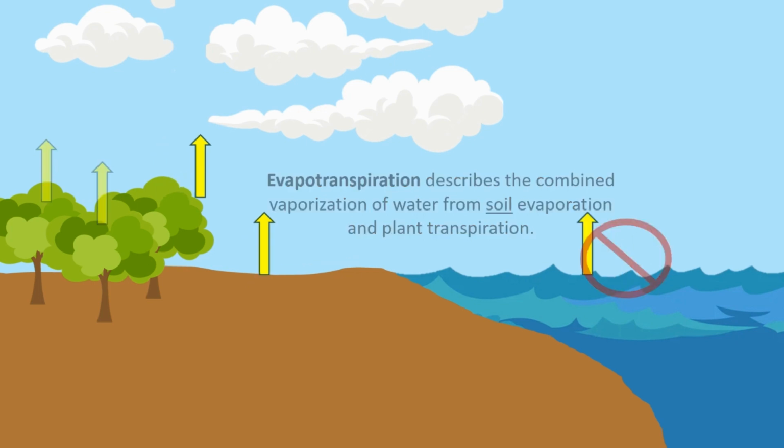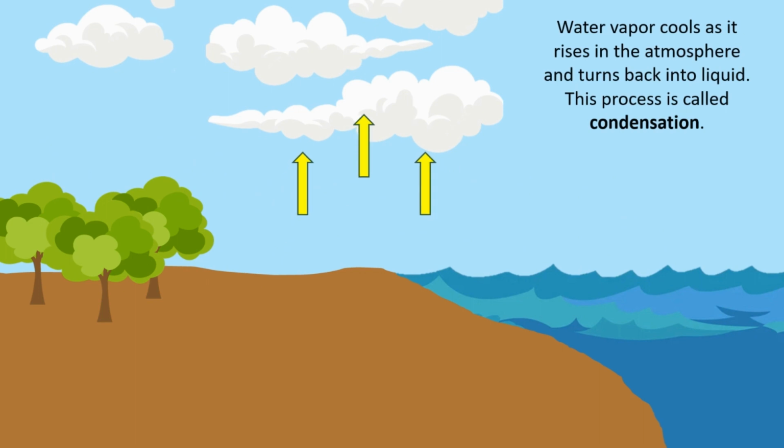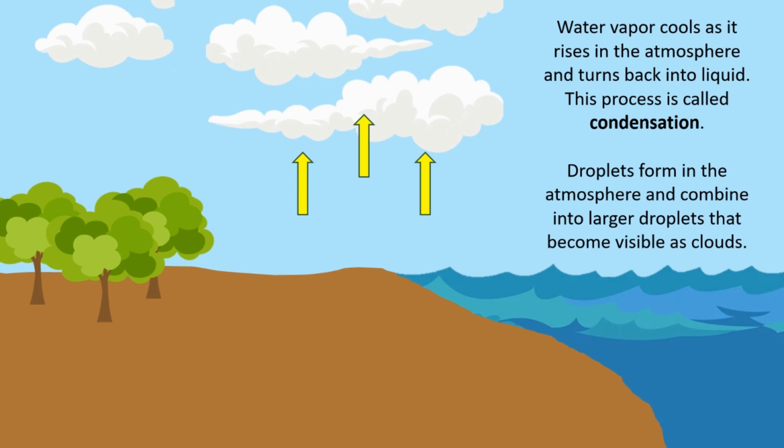in the atmosphere. But once it's there, the water vapor gets carried upward as it rises with the rest of the air. And as it rises higher in the atmosphere, it cools. The cooling of the water vapor causes it to undergo condensation, which is the process of a gas turning back into a liquid. As a result of condensation, droplets of water form in the atmosphere. And as those droplets accumulate, they will combine with others to form larger droplets until they become visible in the form of clouds.